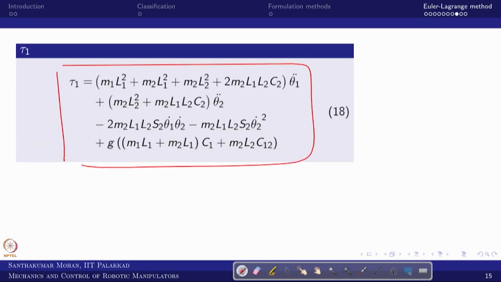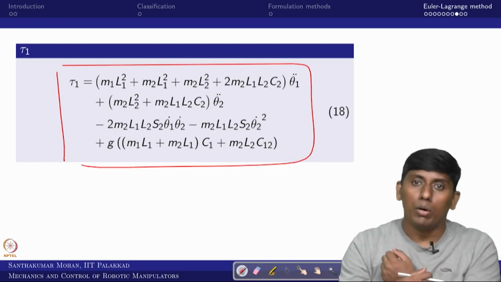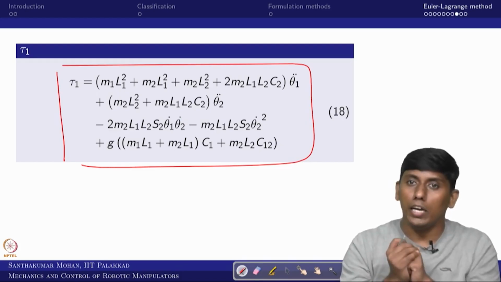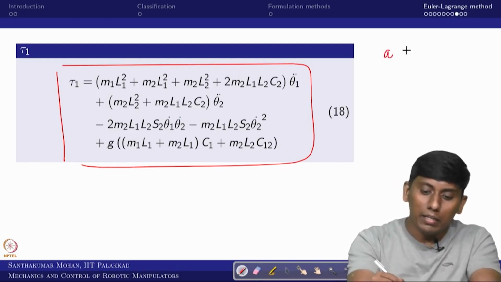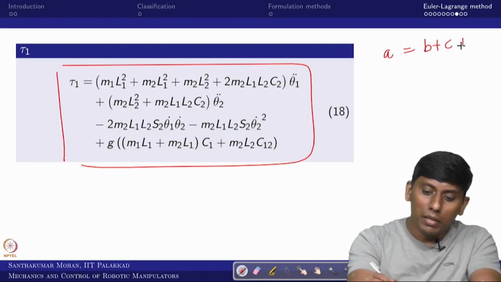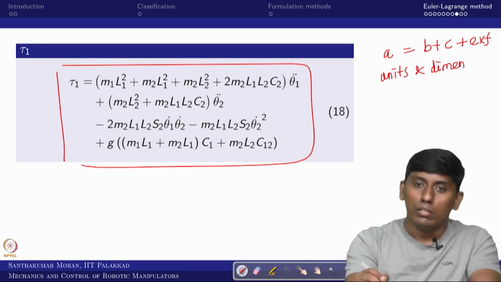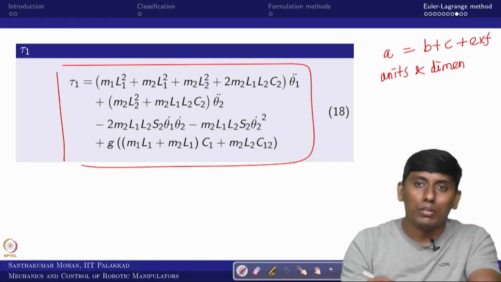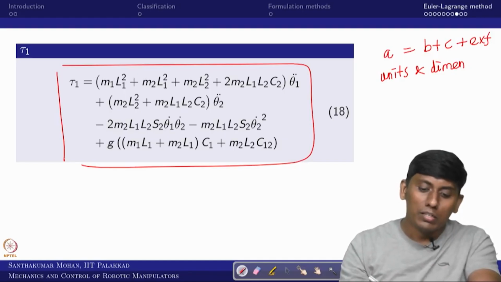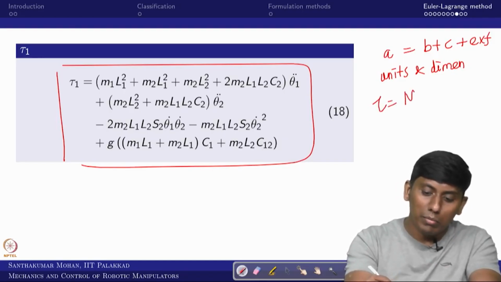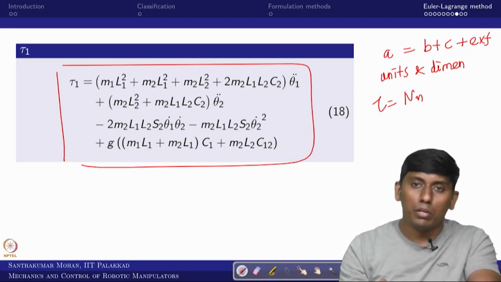Once you obtain tau 1, you can cross verify. For cross verification, take any equation, for example A equal to B plus C plus E into F. The units and dimensions should be equal. In this case it is a scalar, all 1 cross 1, so the units must match. Tau is in Newton meter, so inside any term you take, it should be Newton meter.